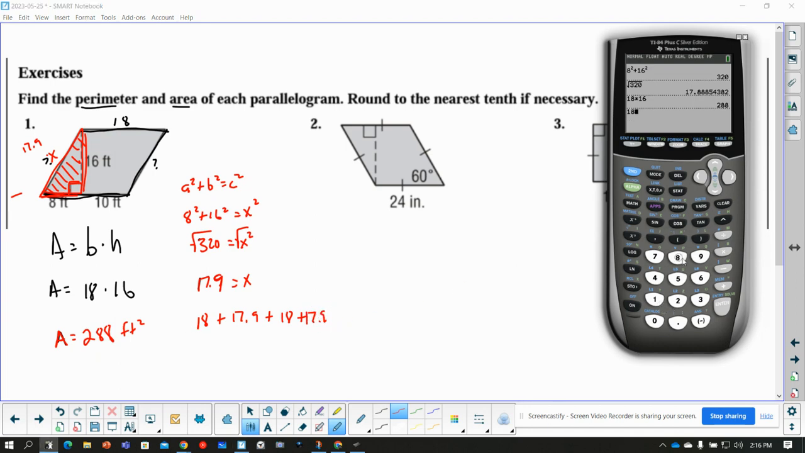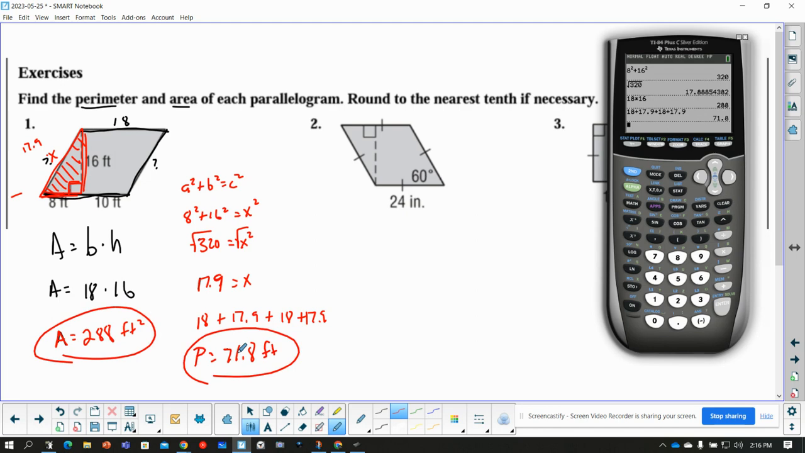So 18 plus 17.9 plus 18 plus 17.9. There's the four sides, and I get 71.8. So this last one here, 71.8, and it's a perimeter, so we're talking about lengths, we're talking about feet, how many feet around it is. And that's the answer to number 1.